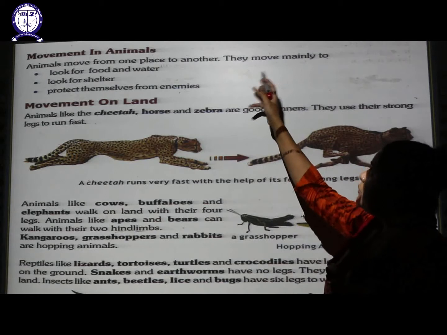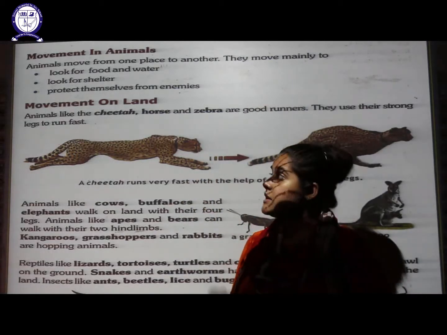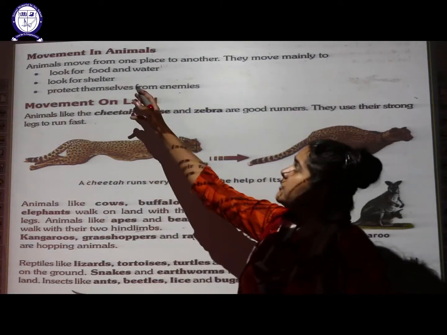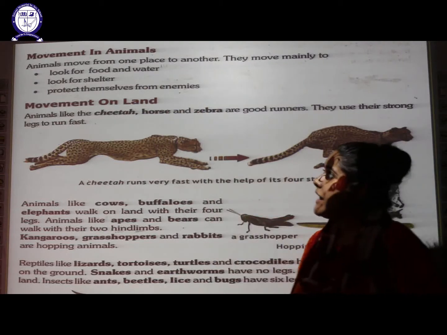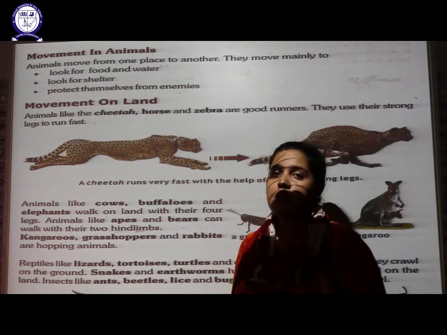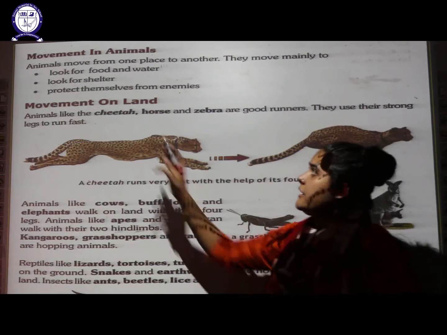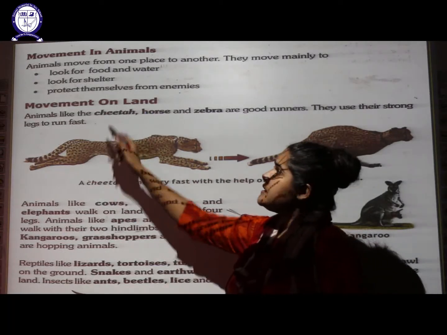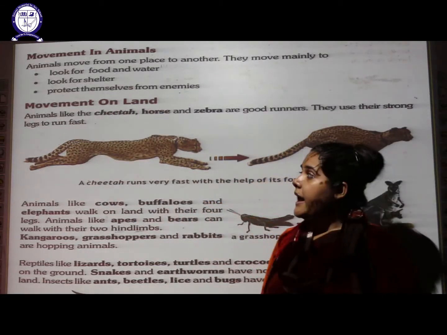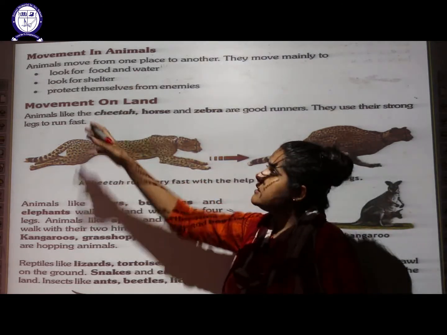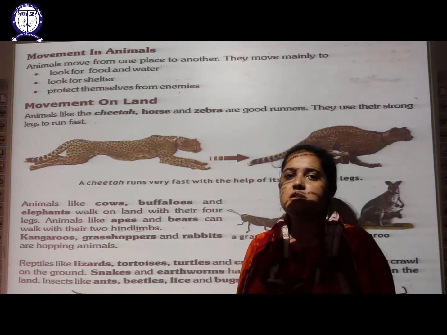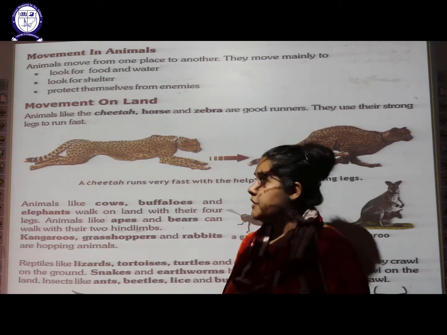So why do they move from one place to another? The reason why animals move from one place to another is that, first of all, they look for food and water. Secondly, they look for shelter, and the third reason is to protect themselves from the enemy. So these are the three reasons why different animals move from one place to another.